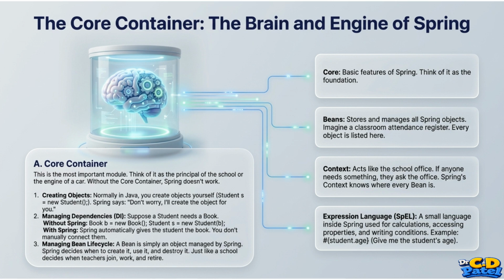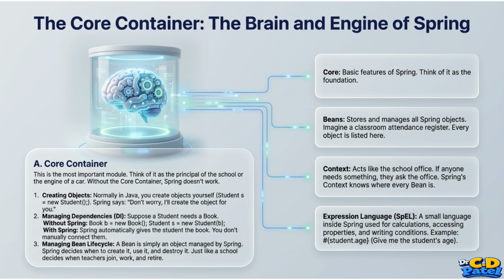Think of the Spring core container as the brain or engine of Spring. Without it, many important Spring features cannot work. Its first major responsibility is creating objects. Normally, we write something like new Student. With Spring, the framework can create and manage that object for us. These Spring-managed objects are called beans.